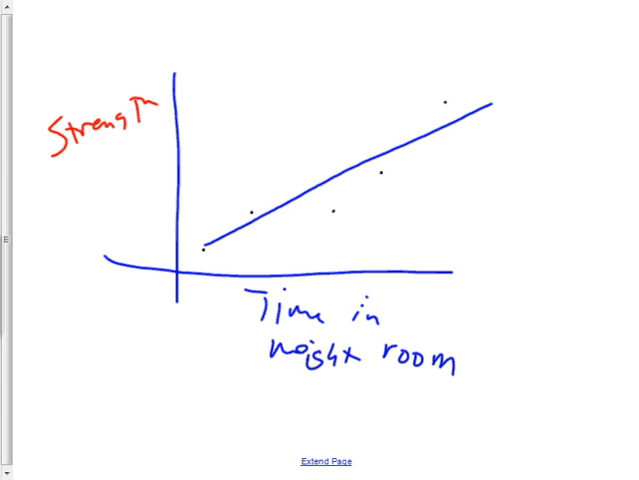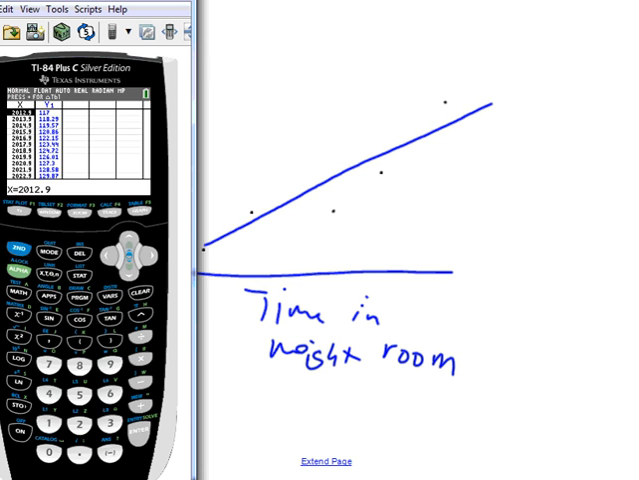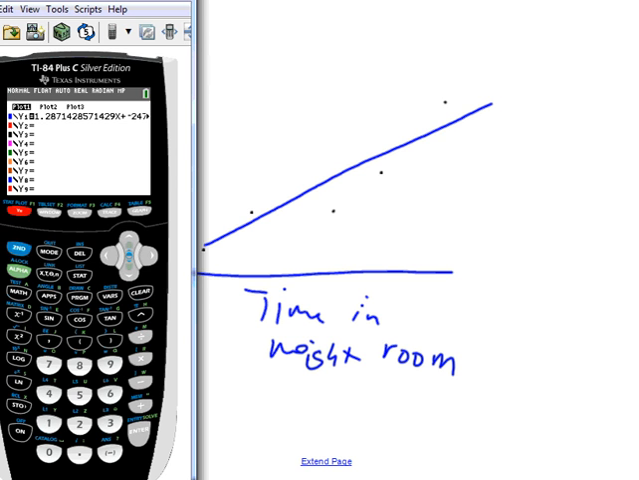So grab your graphing calculator. The first thing I want you to do is get to your y equals screen and clear out anything you have in your y equals screen. I have an equation in there, so I've got to get rid of it. And if you have any plots that are on, hit enter on them and turn them off.